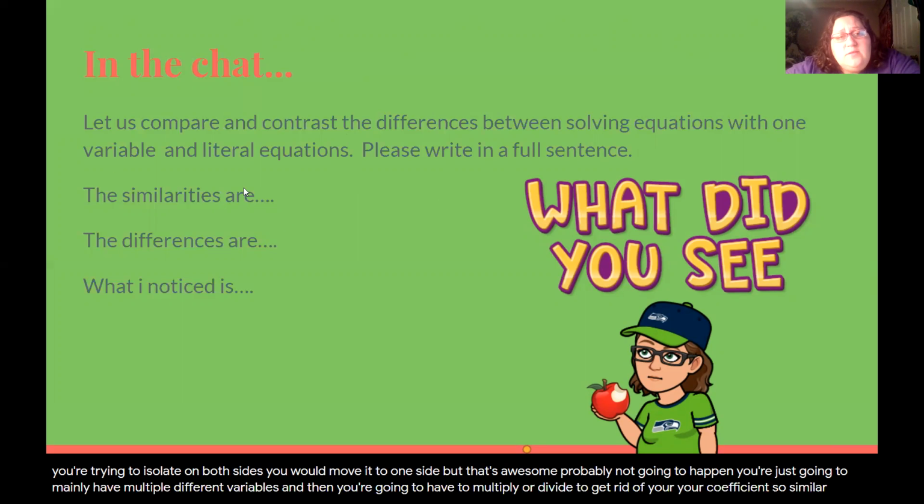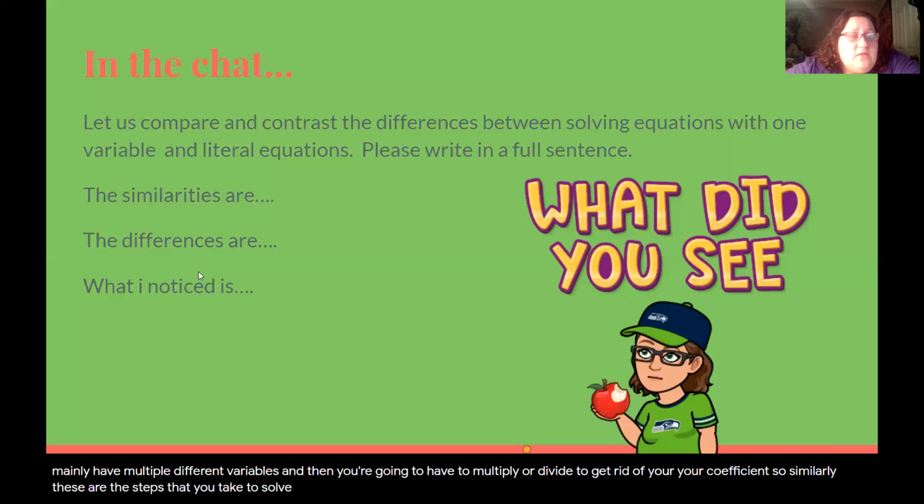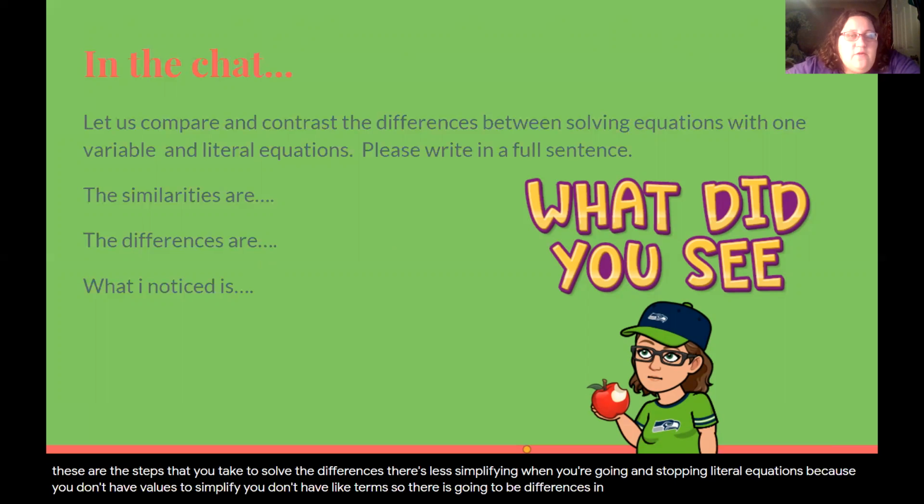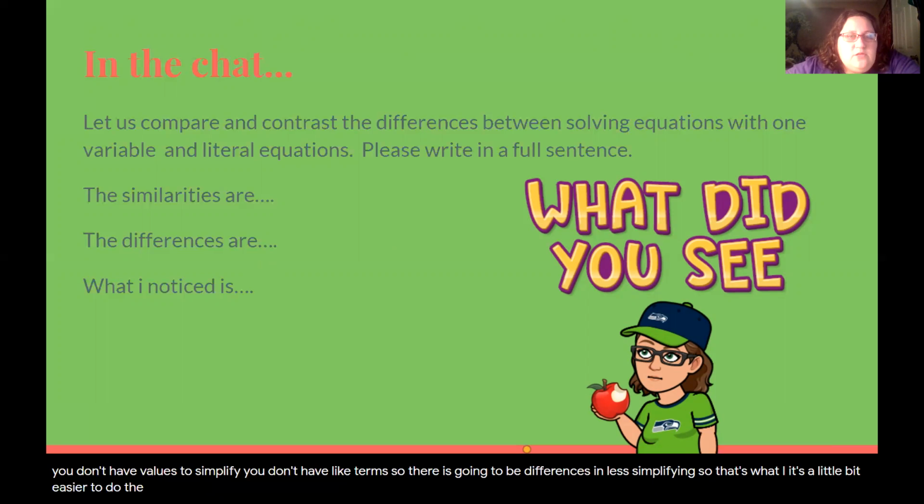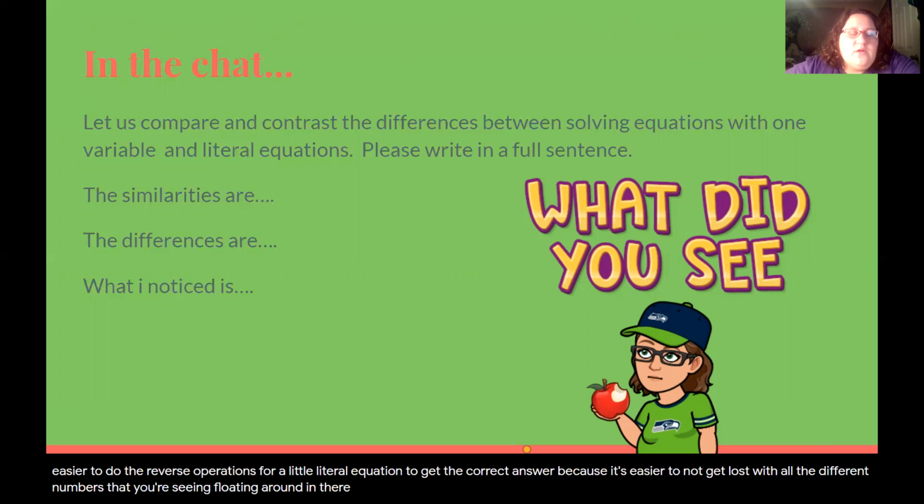And then you're going to have to multiply or divide to get rid of your coefficient. So similarities are the steps that you take to solve. The difference is there's less simplifying when you're solving literal equations because you don't have values to simplify. You don't have like terms. So there is going to be differences in less simplifying. So that's what I noticed is that it's a little bit easier to do the reverse operations for a literal equation to get the correct answer because it's easier to not get lost with all the different numbers that you're seeing floating around when you're solving an equation.